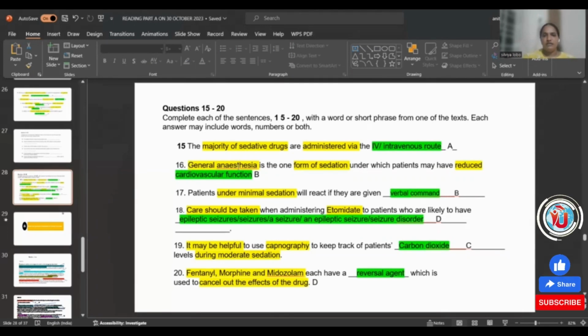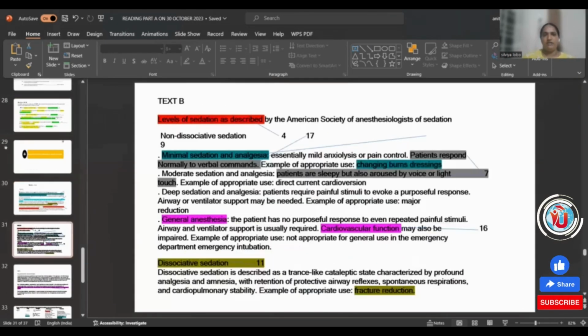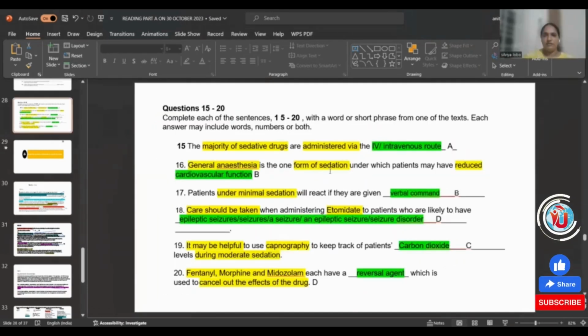Next question. General anesthesia is the one form of sedation under which the patient may have reduced dash. Here, the keyword is general anesthesia, form of sedation. So it comes under text B. The patient has no purposeful response to even repeated painful stimuli. Airway and ventilator support is usually required. Cardiovascular function may also be impaired. So general anesthesia is a form of sedation under which the patient may have reduced cardiovascular function.